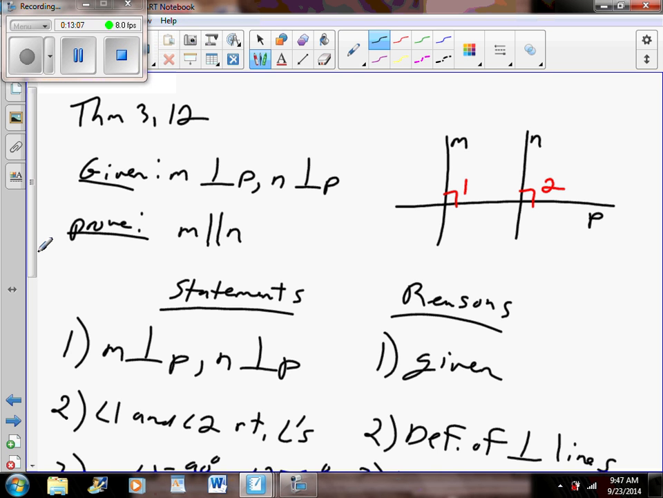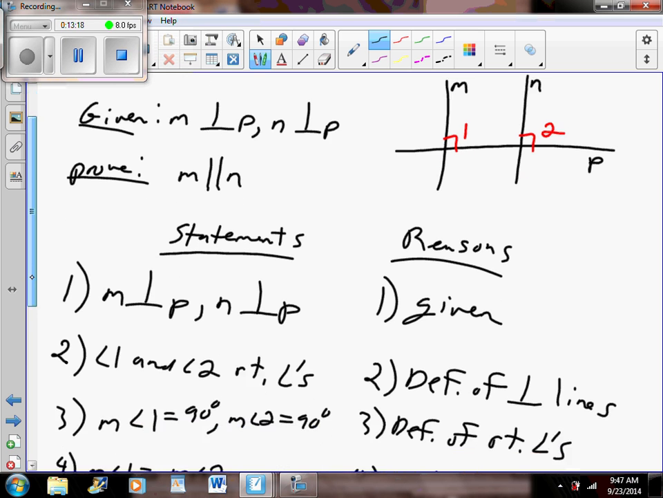But these are corresponding angles here. And if I can prove their congruence based on postulate 9, I can make a statement saying that these two lines are parallel. And so that's what I'm trying to go about proving.